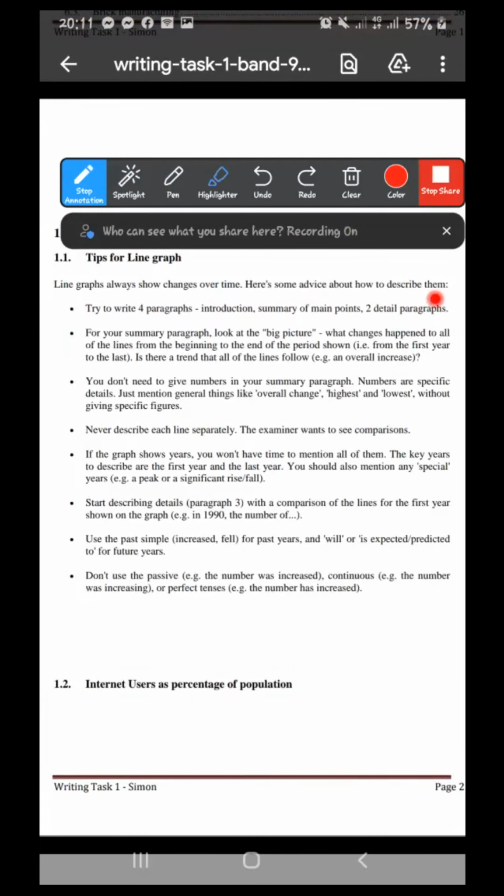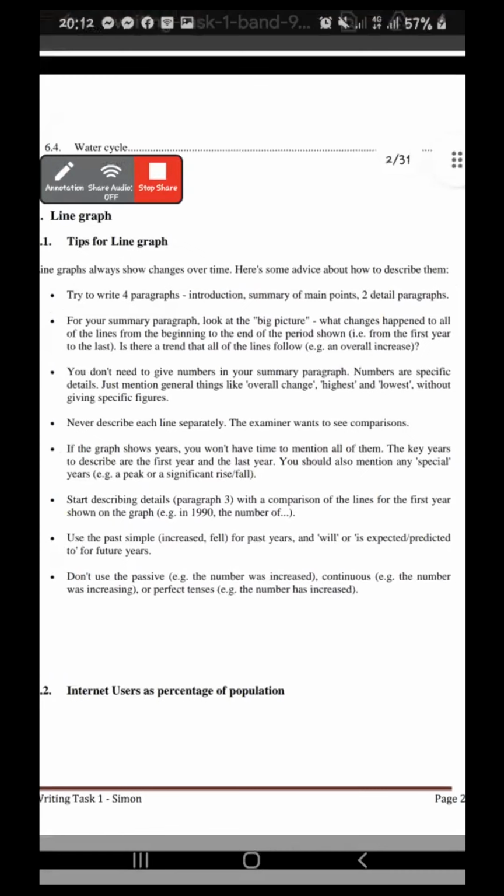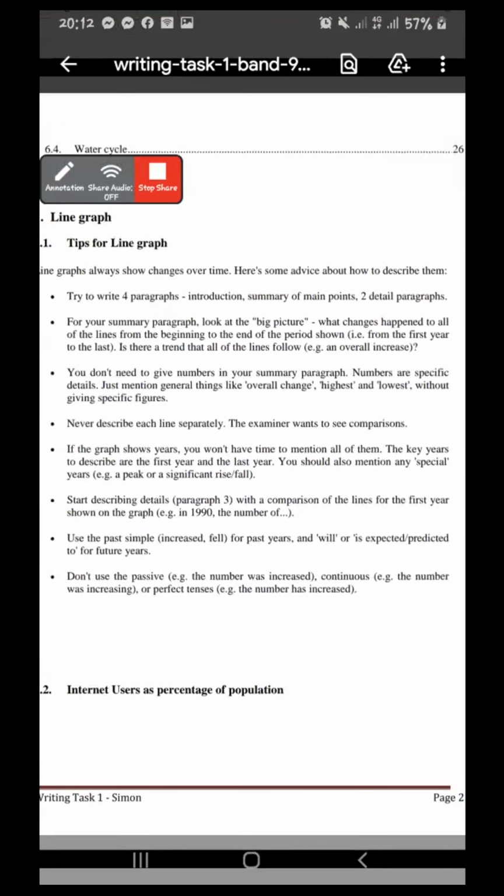For your summary paragraph, you just need to look at the big picture and what changes happen to all of the lines from the beginning to the end of the period shown. Also, you have to find out if there is a trend that all of the lines follow, an overall increase or decrease. What do I mean by this in a line graph?